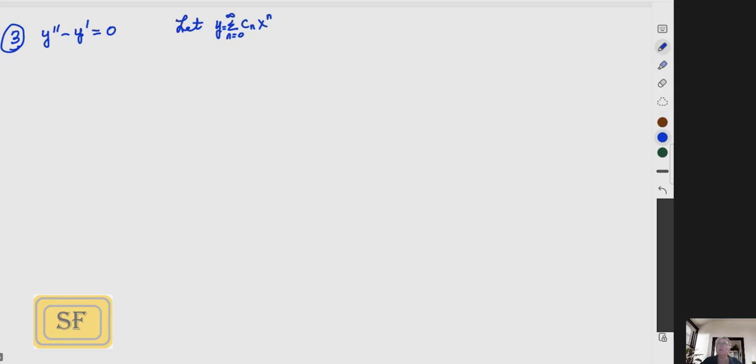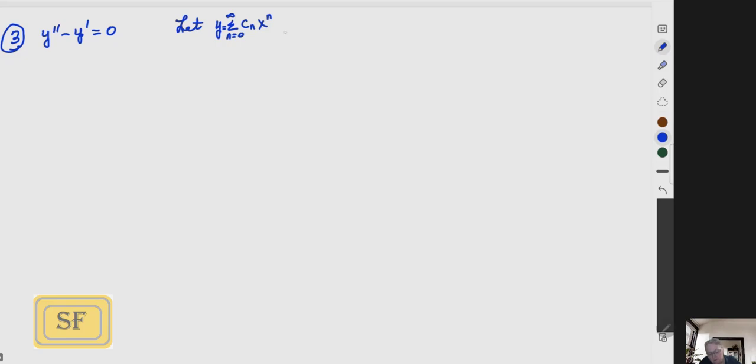Okay, here's question number 3 from the review for exam 3. Here we want to find two power series solutions about the ordinary point x equals 0 for the equation y double prime minus y prime equals 0. So our power series solutions are in the form y equals the summation as n goes from 0 to infinity, c sub n, x to the n.